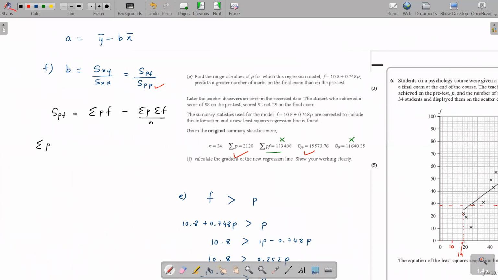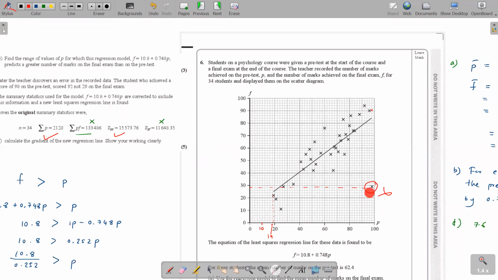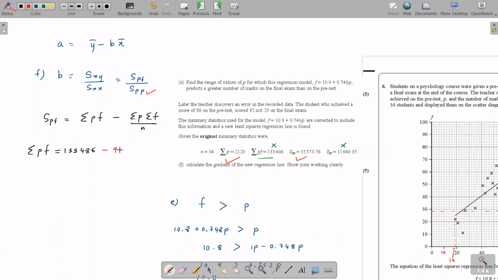Now my previous PF product answer was 133,486. Here I multiplied the P value and F value of every single point and added. So from here, let's remove the product of the point that's wrong, because we have included that wrong product here. What is the wrong product? The PF product that's wrong here is 98 times 29, because we multiply P and F. So subtract 98 times 29. That removes that particular point.